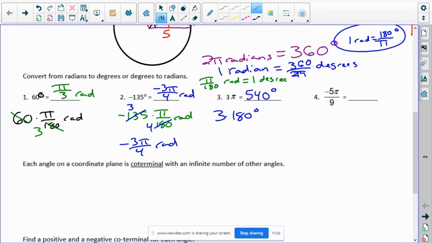We have 5 pi ninths radians, so pi radians is 180 degrees. So this is negative 5 pi ninths. We have 180 over 9, we could reduce that: 20 degrees, because every pi ninths of a radian is 20 degrees. It's a ninth of 180. So negative 5 times 20 is negative 100 degrees.